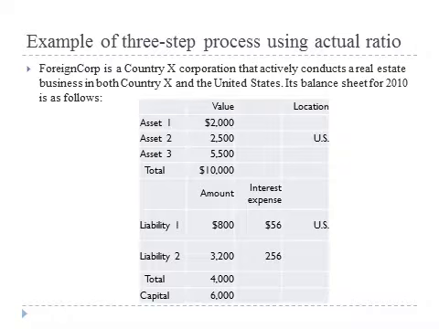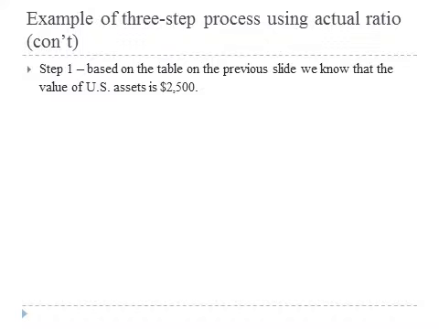And liability 1 is the only liability recorded on the books of the U.S. business. This liability has a balance of $800. Step 1. Based on the table in the previous slide, we know that the value of U.S. assets is $2,500.